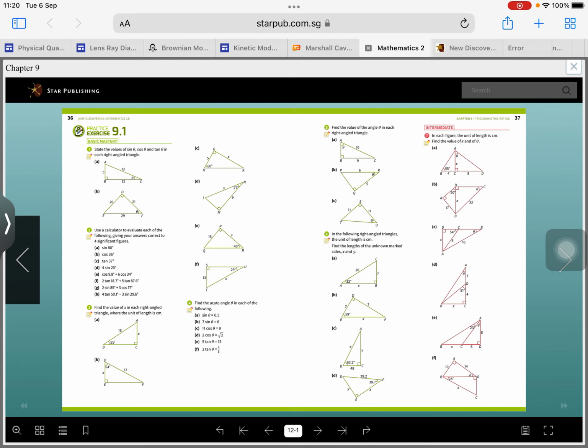Those are the more typical exam style questions, where you really need to be able to figure out which is your right angle triangle, which are the sides that are involved, and apply accordingly. Without further ado, let's begin. So we start off with question 1.